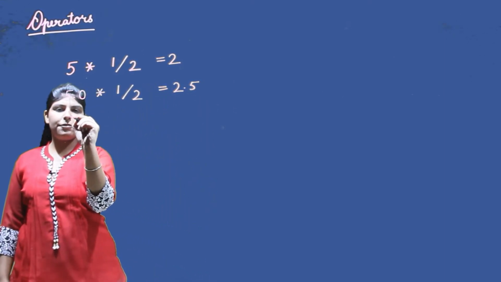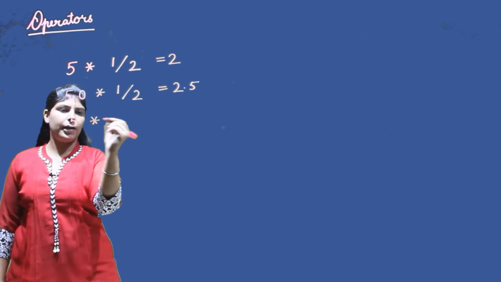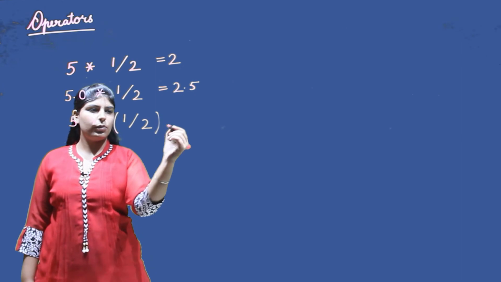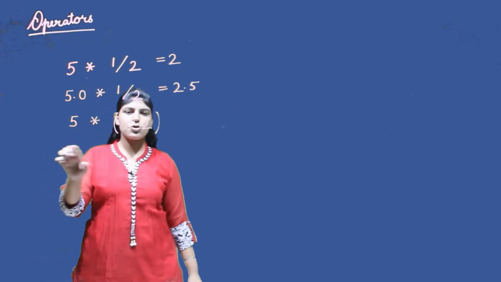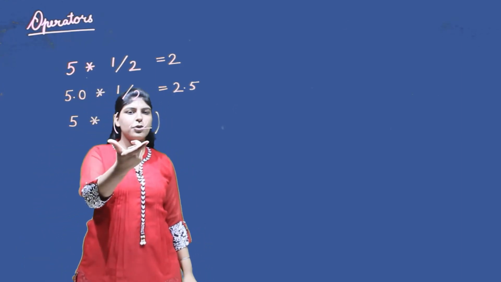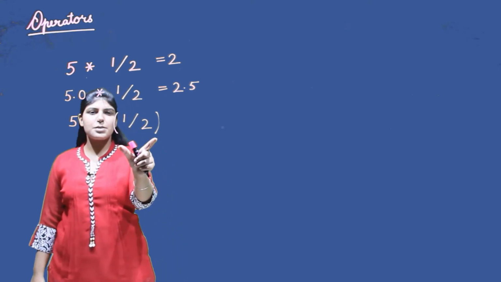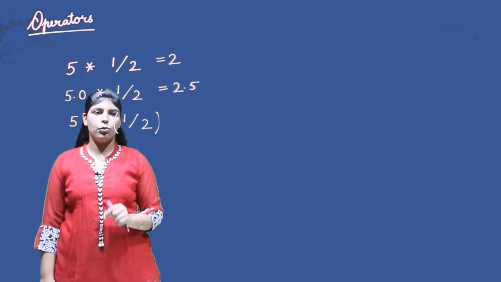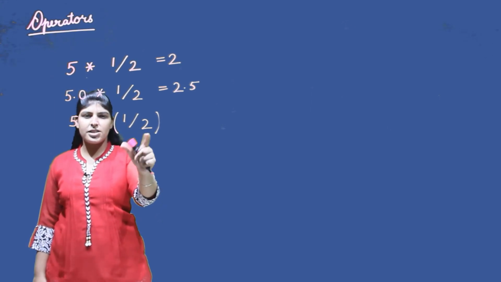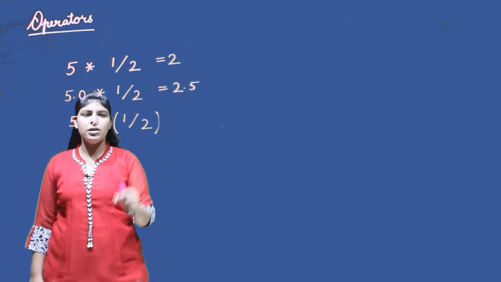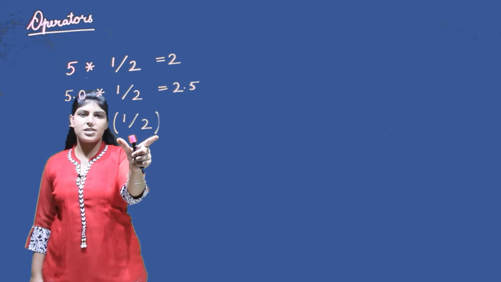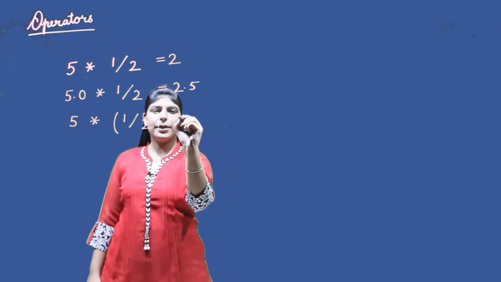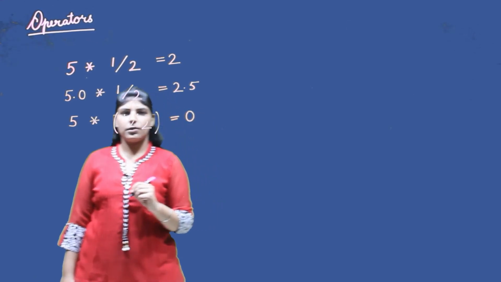Let us suppose I have 5 multiplied by bracket 1 divided by 2. In this example, even though the associativity is left to right, we have used a parenthesis here. So this expression will be evaluated first. First we will do 1 divided by 2. 1 is an integer, 2 is an integer, so this division will give an integer. This will give us 0 instead of 0.5. So 5 multiplied by 0, the output will be 0 in this case.